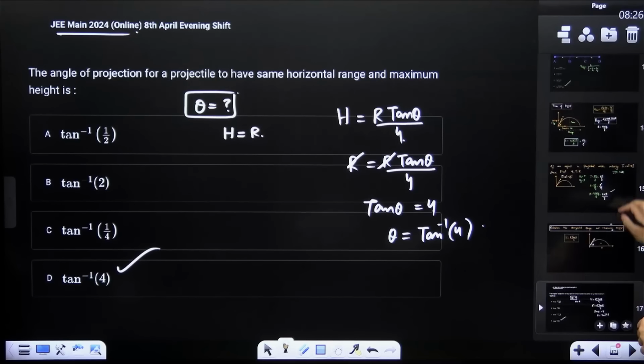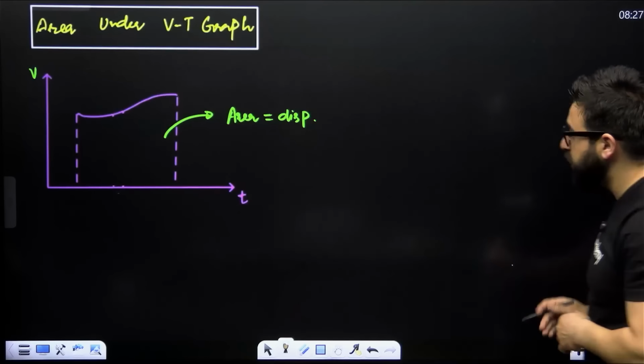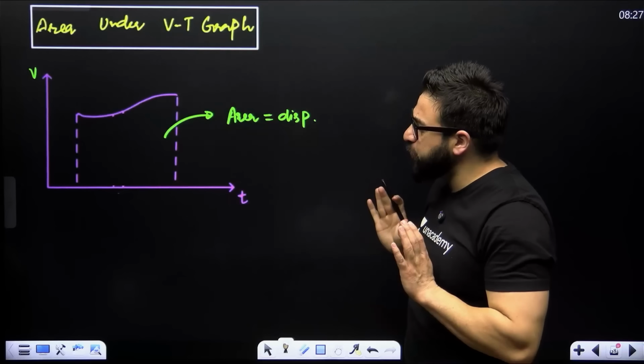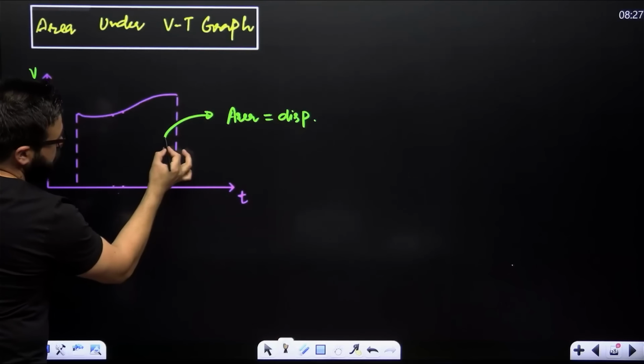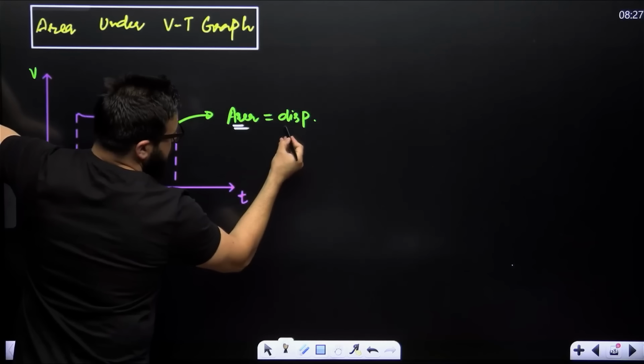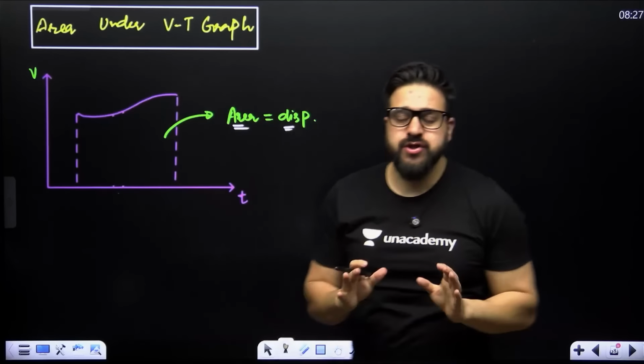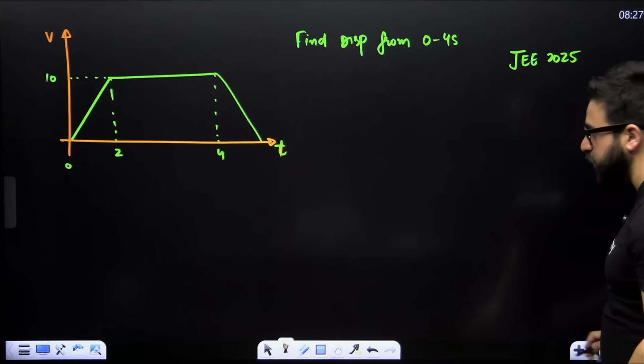Okay, let's move on to the next topic. That is this one: area under velocity time graph. Very important. Let's suppose you make the velocity time graph of an object. If somebody asks you what is the area, area means displacement. Area of velocity time graph gives you the displacement covered by the object.